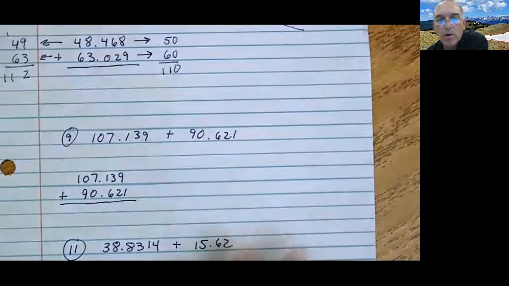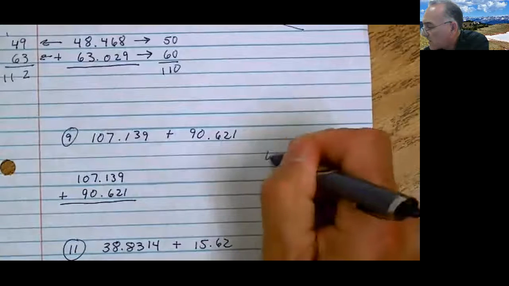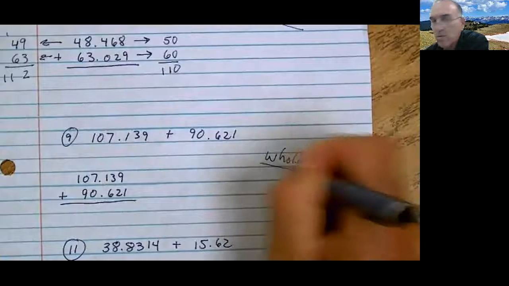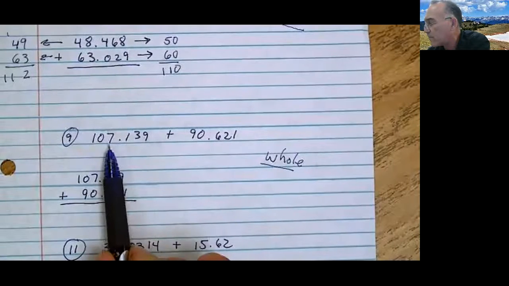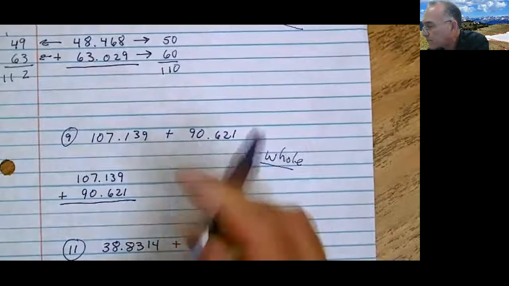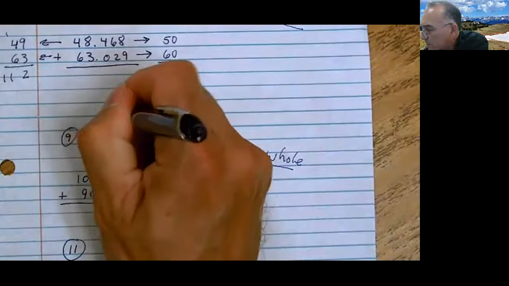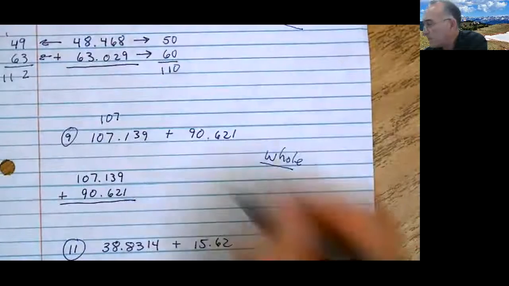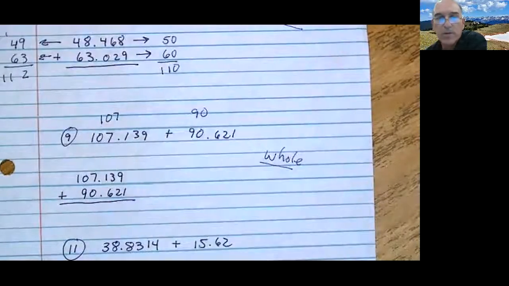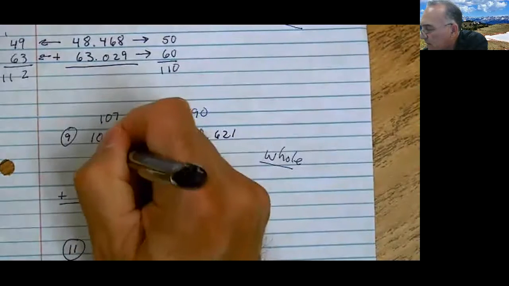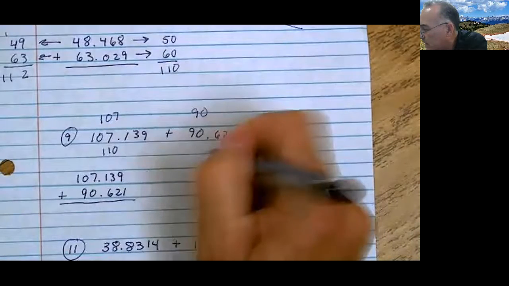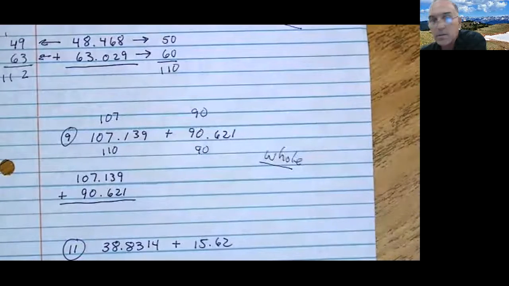I took this from your workbook. It's from the R page. They asked to round to the nearest whole number. Well, the nearest whole number is going to be the 107 and the 90. So someone could see 107 and 90. Those are pretty easy to add. Is that 197? Okay. But what if someone else said, no, I see 110 and 90.